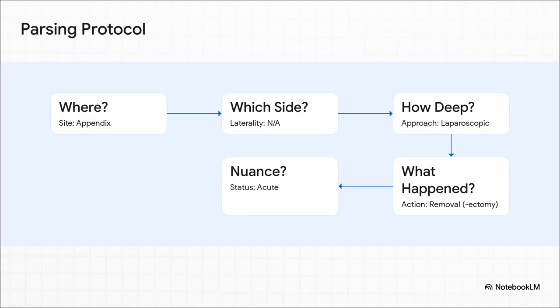1. The site is clearly the appendix. 2. Laterality doesn't apply here, so we skip it. 3. The approach is strictly laparoscopic. 4. The action is removal, which we know because of the suffix ectomy. And 5, the nuance is the acute status. By isolating these specific variables first, you are going to confidently pinpoint the single correct CPT and ICD-10 answer choice every single time. It's like a giant puzzle, and you just found the corner pieces.